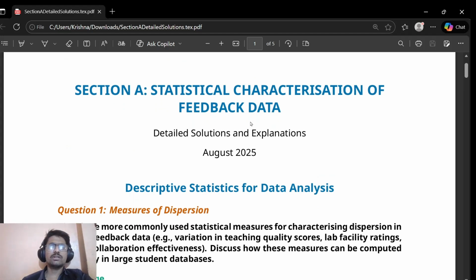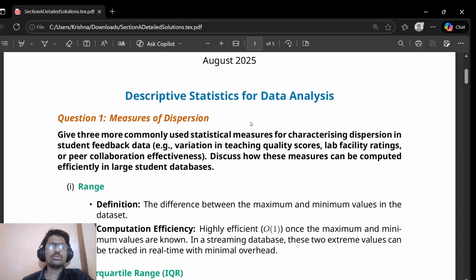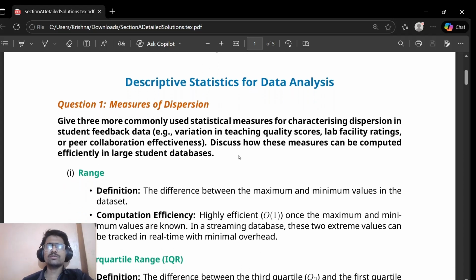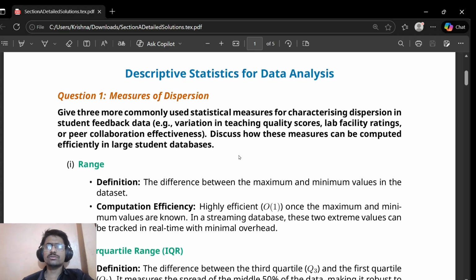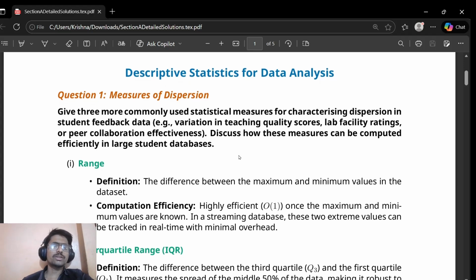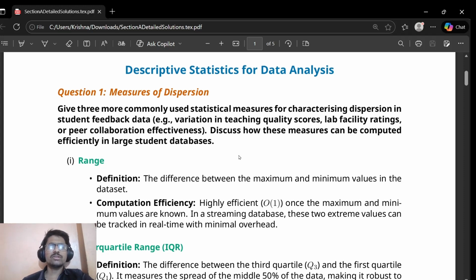Section A of our first internal data science. So question 1, measure of dispersion. Give three commonly used statistical measures for characterizing dispersion in student feedback data. Example: variation in teaching quality scores, lab facility ratings, or peer collaboration effectiveness. Discuss how these measures can be computed efficiently in large student databases.